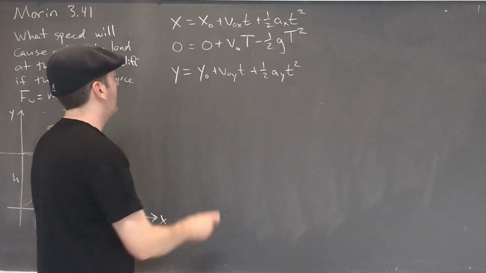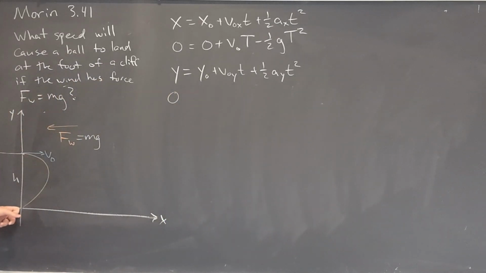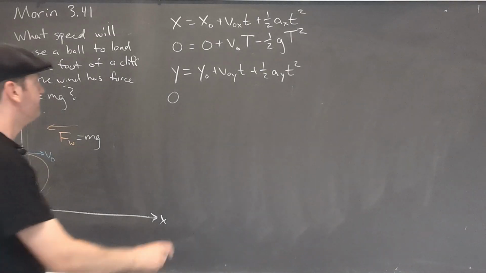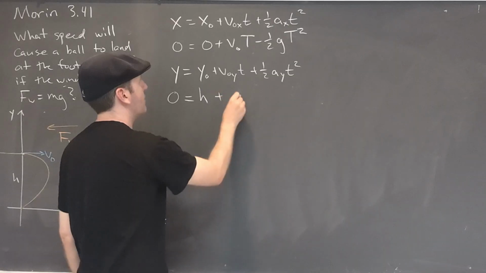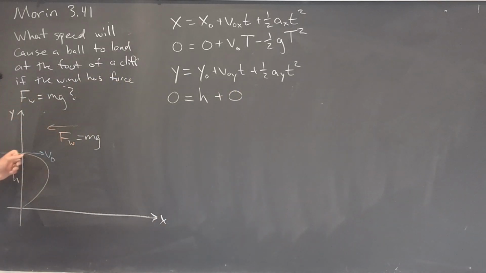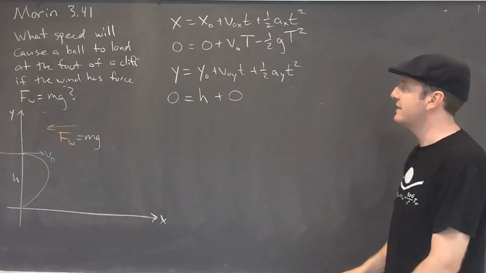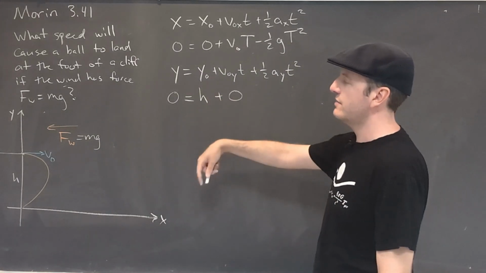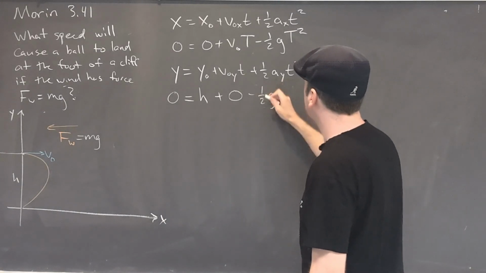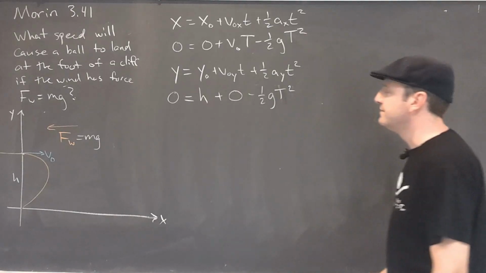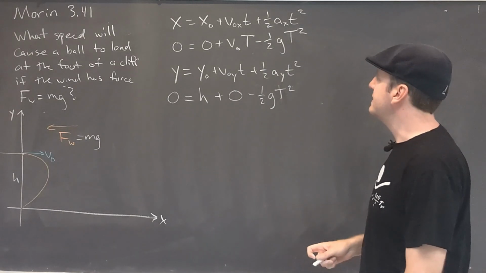In the y direction, I want to end on the ground. I'm calling the origin of my coordinate system the foot of the cliff. I'm going to start at this height h, and notice that we are, in this case, throwing the projectile directly horizontally, so there is no initial y component of the velocity. And just like in the x direction, in the y direction, the acceleration is also negative g. Two equations, two unknowns. This should be pretty easy.